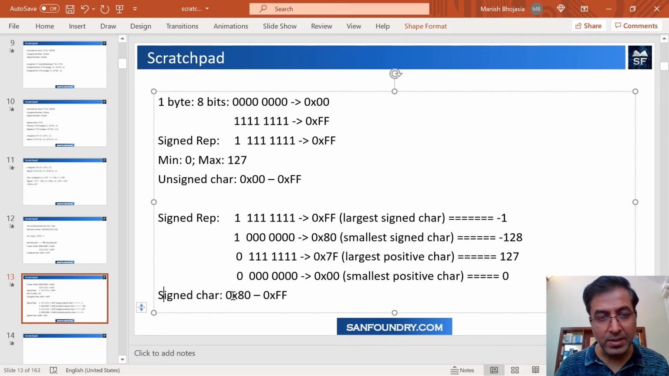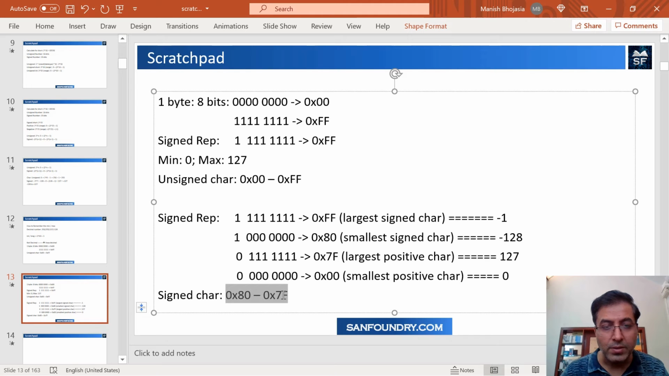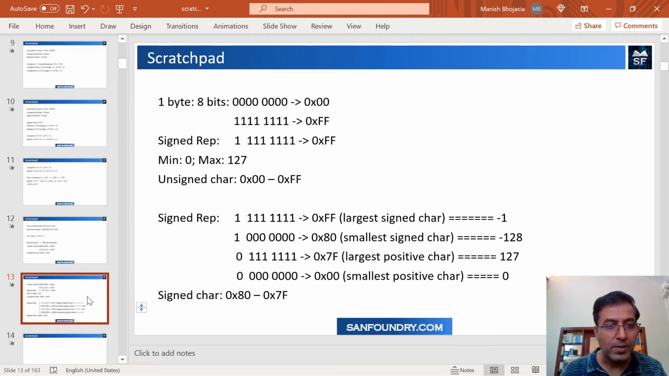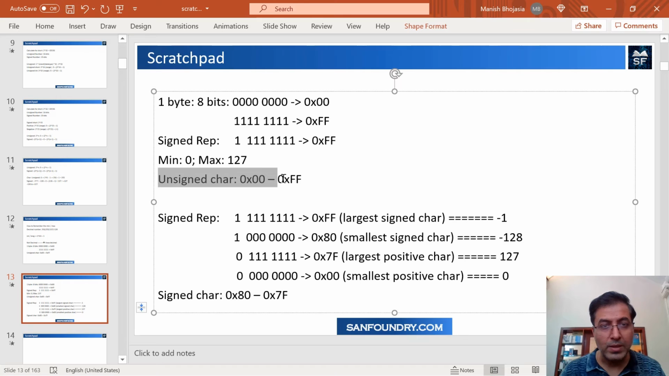When it says signed representation, hexa 80 is the lowest possible value, and then 7F. So this is the range of values that you will see in terms of negative to positive direction. So this can easily be extrapolated when you start working on your programming for larger data types, isn't it? This is only for 1 byte. You can always do it for a 2 byte or a 4 byte entity.